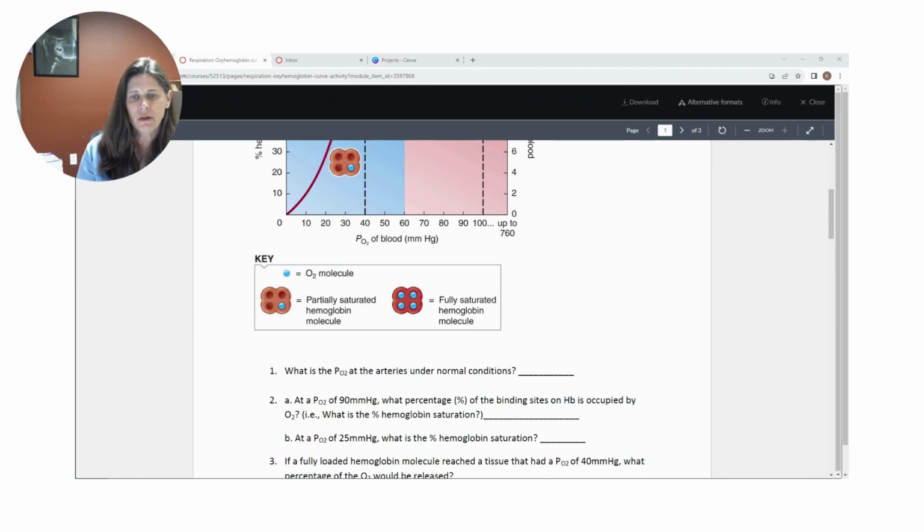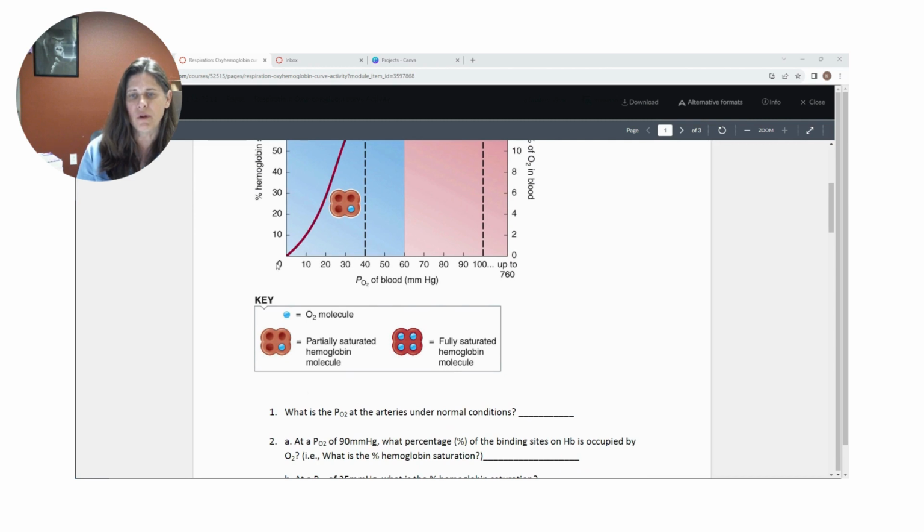But now there are some questions just to get you to practice to read this graph. At a partial pressure of oxygen of 90 millimeters of mercury, what percentage of the binding sites on hemoglobin is occupied by oxygen? Another way of asking that question is, what is the percent hemoglobin saturation? That's what this graph is telling us. When I ask what is the percent hemoglobin saturation, what I'm asking is what percentage of the binding sites on hemoglobin are occupied by oxygen.